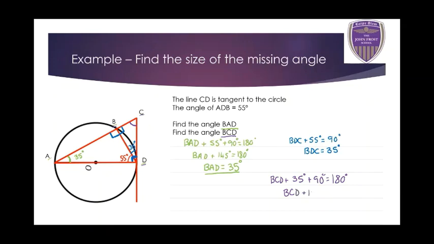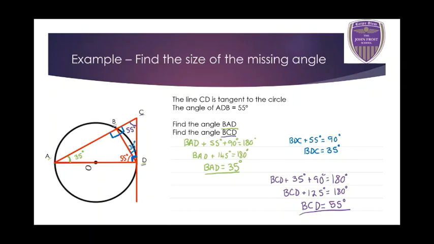So BCD plus 125 equals 180 degrees. So therefore, BCD has to equal 55 degrees. Okay, and that's our final answer for this question.